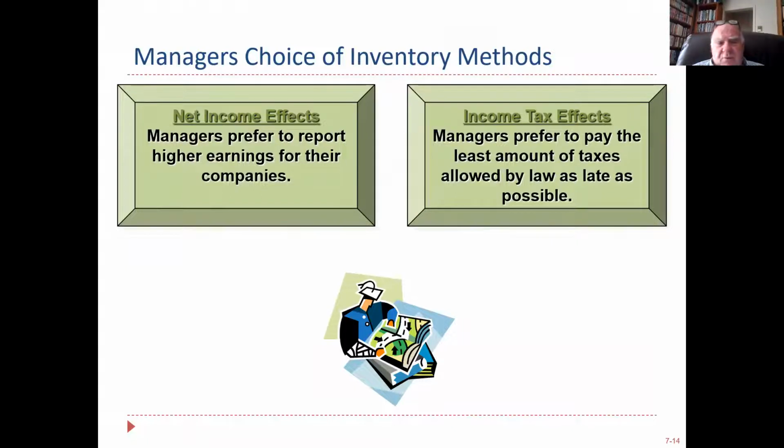Managers' choice of inventory methods. Managers prefer to report higher earnings. They want to report the best number they can. They want to grab a big headline, especially at the end of a key quarter.